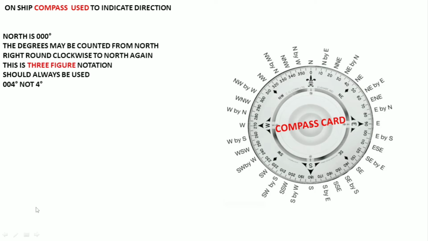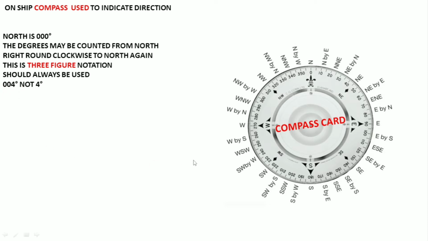We take north as our reference point, which is called 000, though it's not been shown as 000 here. It is what we call three-figure notation. When we are talking about courses, we never talk in terms of 10, 20. We talk about 000, 010, 020. And that is what you should always be using. If you're steering 4 degrees, your course is 004.